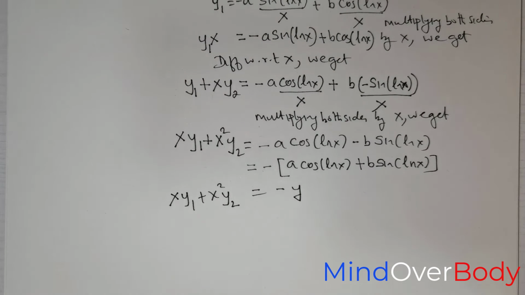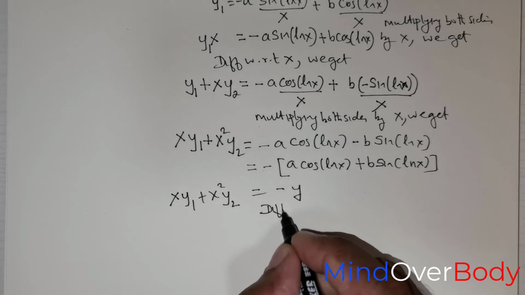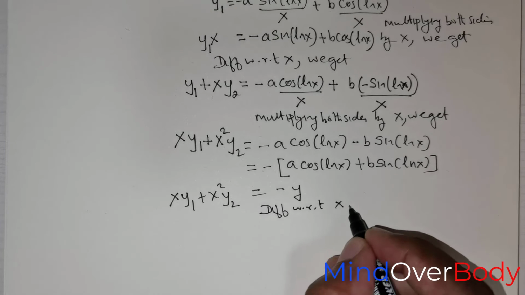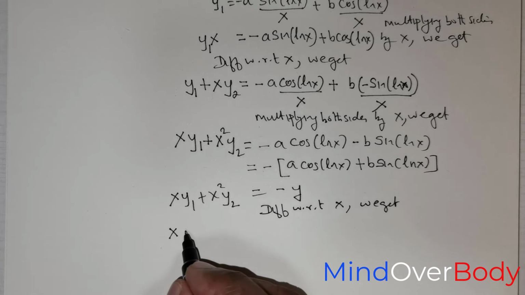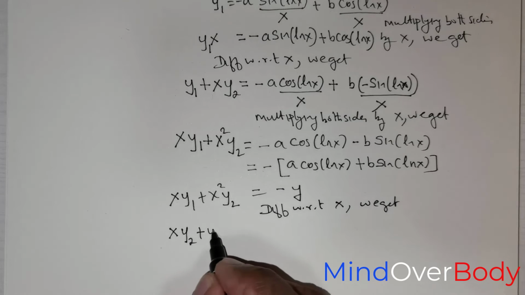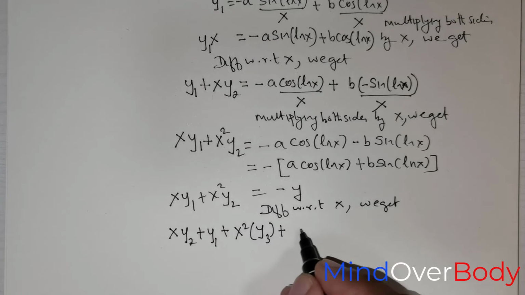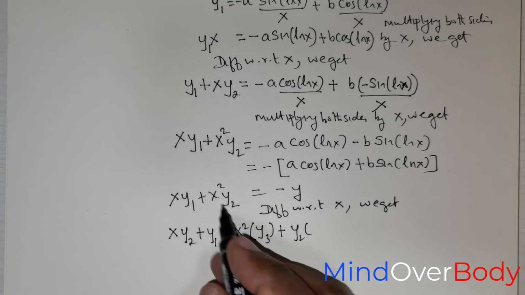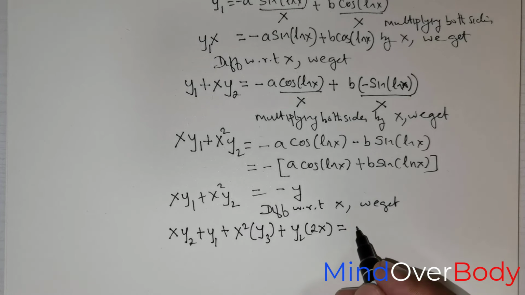So now what I'm going to do is I'm going to be differentiating this again. So differentiating with respect to x, we get, so this is going to be x times differential of y1 is going to be y2 positive y1 times differentiation of x is 1 positive x squared times differentiation of y2 is going to be y3 positive y2 times differentiation of x squared, that's going to be 2 times x. So on the right hand side, differentiation of negative y is going to be y1.